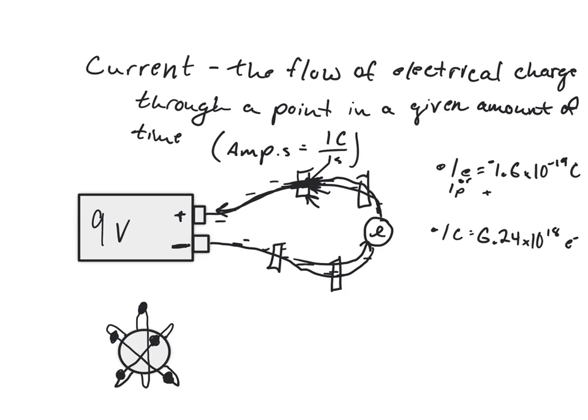So now we can look at the actual values of what a coulomb is. 1 coulomb is the equivalent to 6.24 times 10 to the 18th electrons. Or rather, 1 electron is equal to 1.6 times 10 to the negative 19th coulombs. Another thing to keep in mind is that an electron and a proton have the exact same charge. The only difference is electrons are negative, protons are positive.